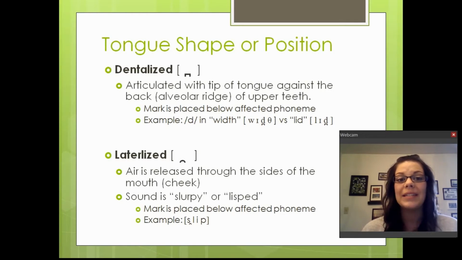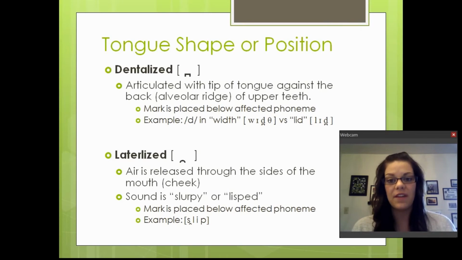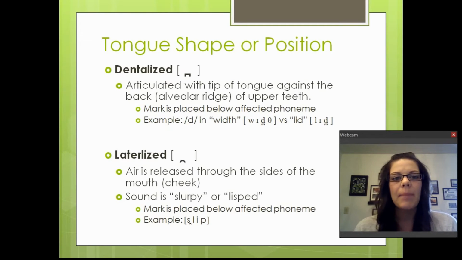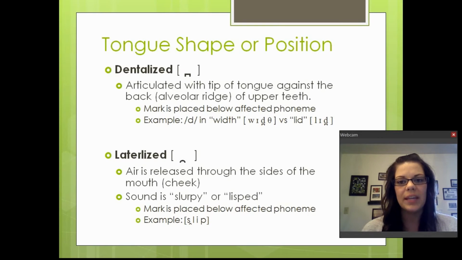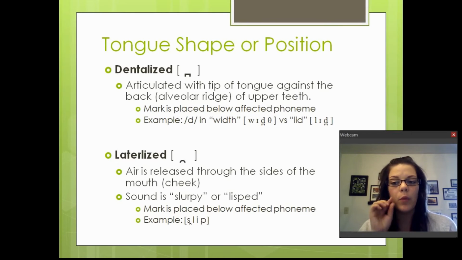So let's talk about dentalized. You'll see here is the diacritic that you'll use. You're going to place that diacritic below the affected phoneme. So the phoneme that's dentalized, that is where you're going to put that diacritic. Basically, you are articulating with the tip of your tongue against the back of your upper teeth, where your alveolar ridge is. For example, when I'm using the D in width, we move our tongue a lot more forward compared to when I use D in the word lid.